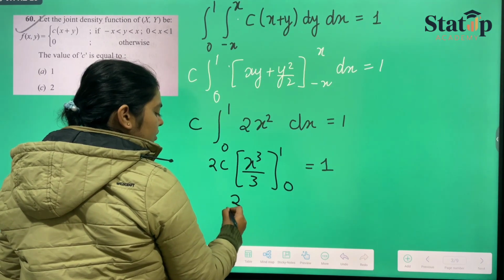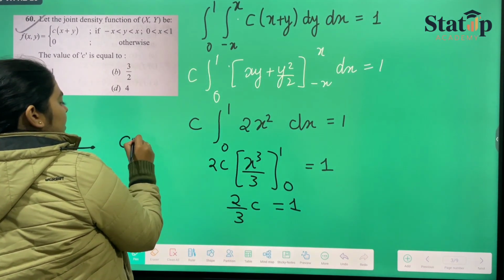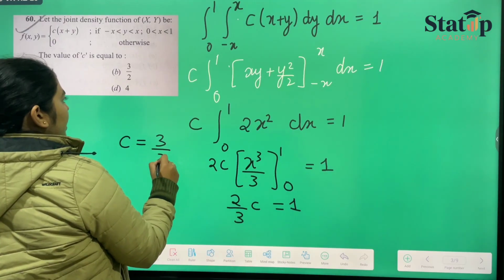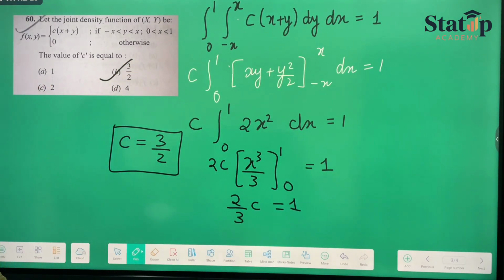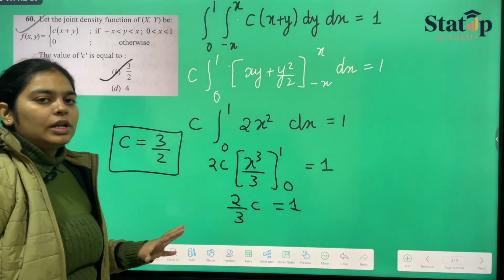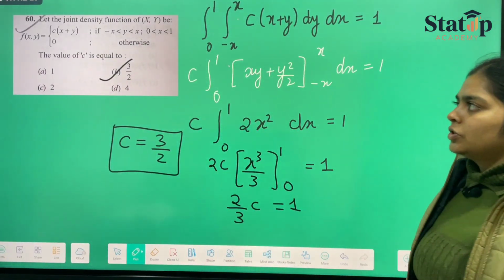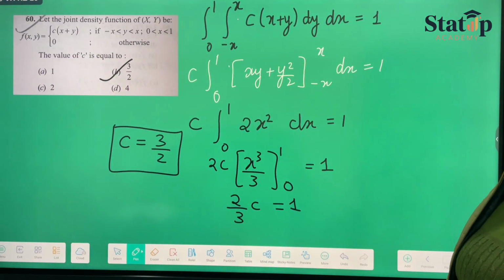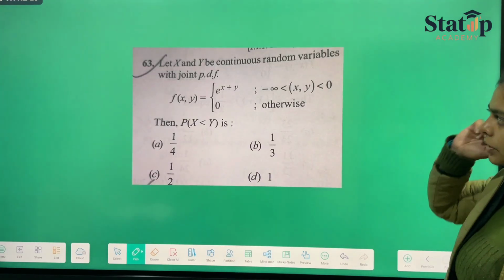So we can say it is 2 upon 3c equals to 1, and hence c comes out equal to 3 by 2, which is our option number B here. You can see that this is a simple integration question, and these questions have been taken from PYQs only. So you can just see how they have asked questions based on these topics, and these are very scoring topics in your examination. Moving forward to the next question.